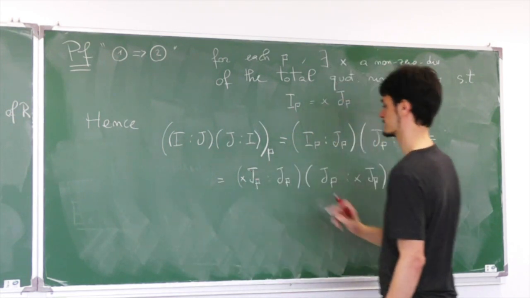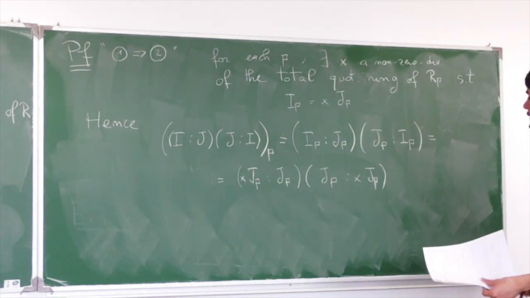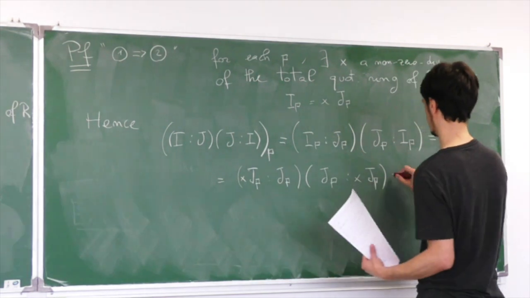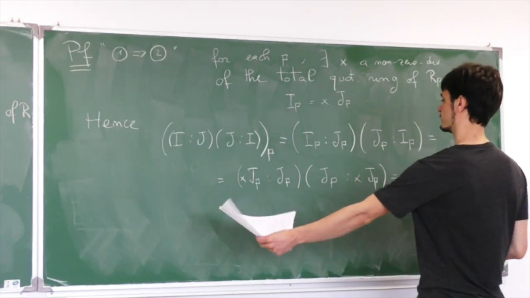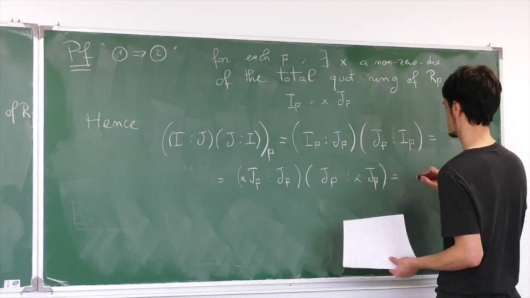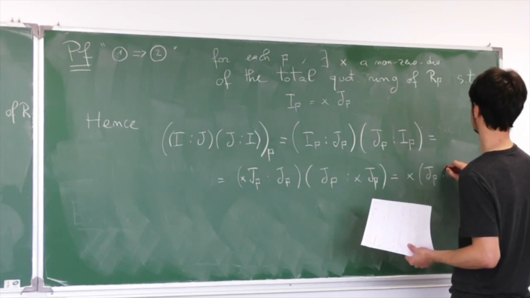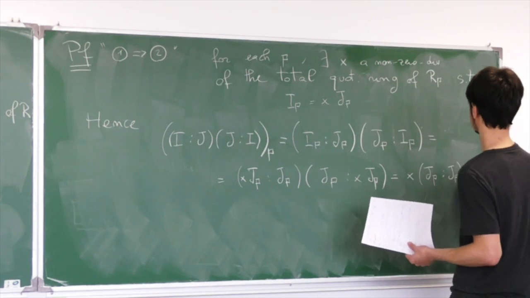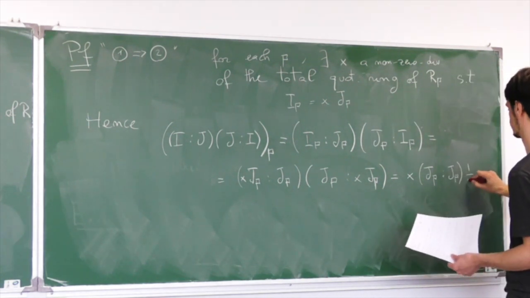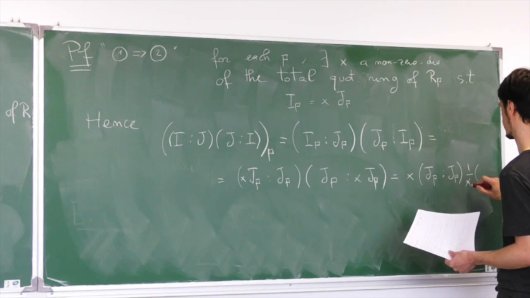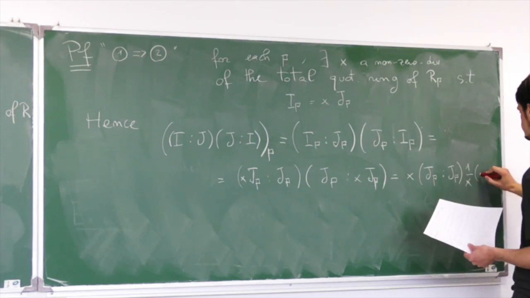Okay, so here x is in the first, here x is in the second. Now we can pull out, if you look at the definition of colon ideals, x from this product in both cases. So here we will get x times JP colon JP, and here we get 1 over x. We already used this trick in the last video.